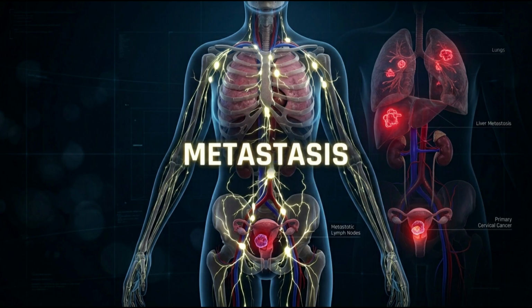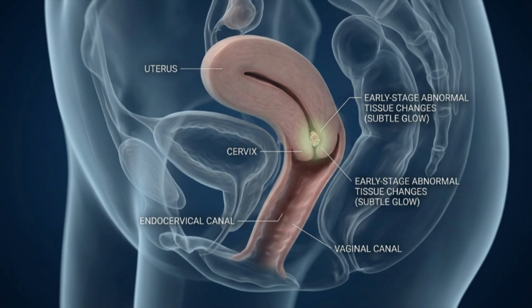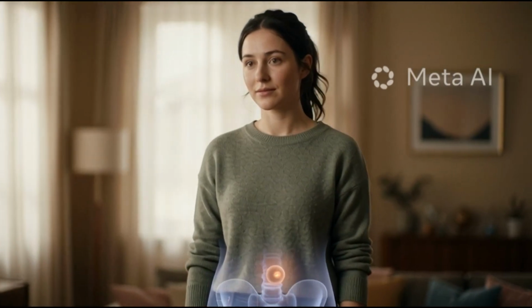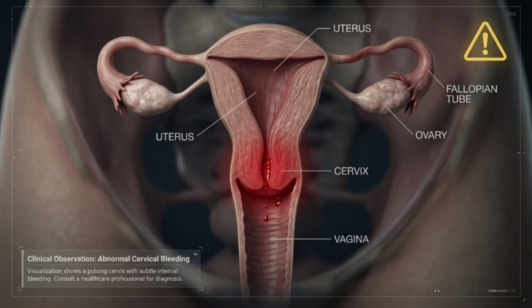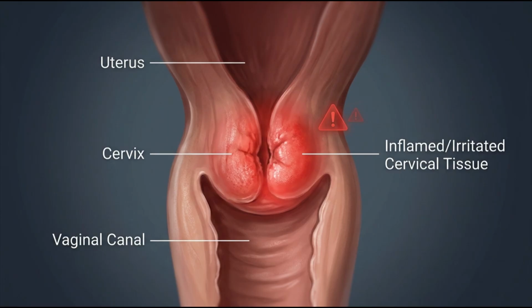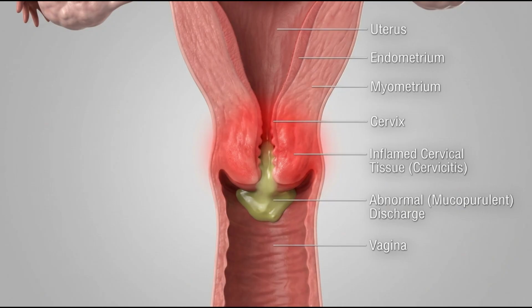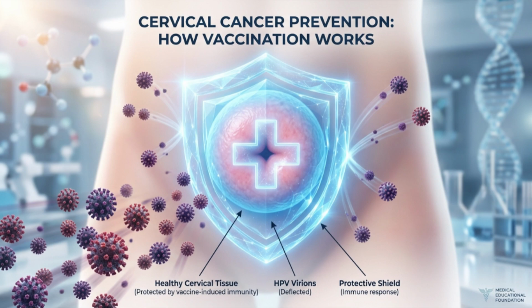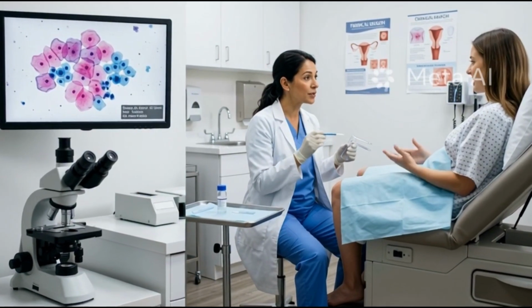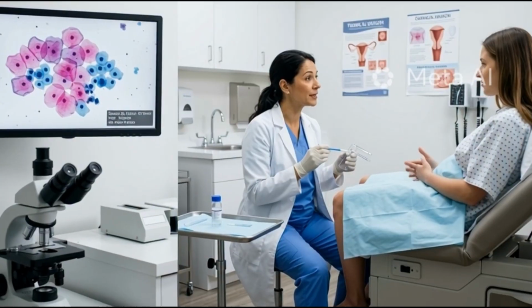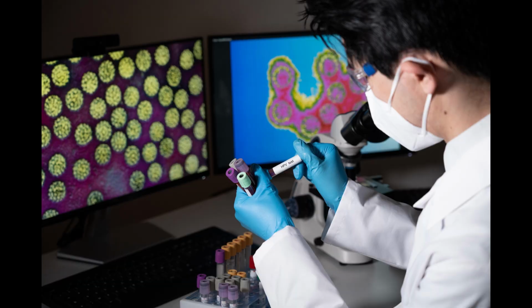Part 7. Symptoms and detection. In early stages, cervical cancer may not cause symptoms. But as the disease progresses, common symptoms may include abnormal vaginal bleeding, bleeding after intercourse, pelvic pain, unusual vaginal discharge. Fortunately, cervical cancer is one of the most preventable cancers. Screening tests like the Pap smear and HPV testing can detect abnormal cells early before cancer develops.